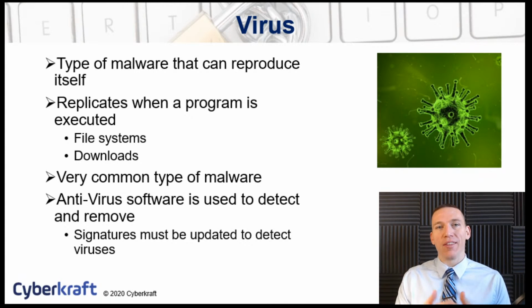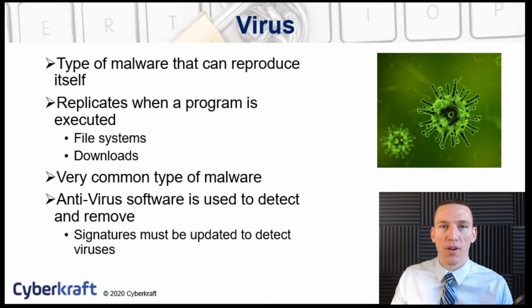Antivirus software is designed to detect and remove viruses. Modern antivirus software doesn't just detect viruses, it detects most types of malware. But because viruses are so prevalent, that's how the name stuck. Antivirus software was designed for viruses and most types of malware, but because viruses are so common, that's where you get the name antivirus software. And it's still used today. You still say antivirus software, even though it also looks for rootkits, worms, and all different types of malware.